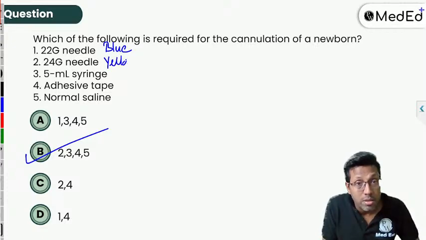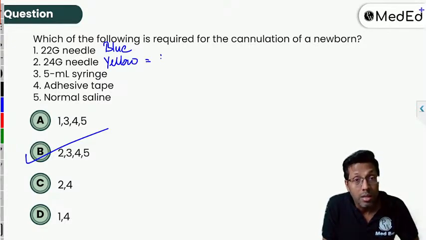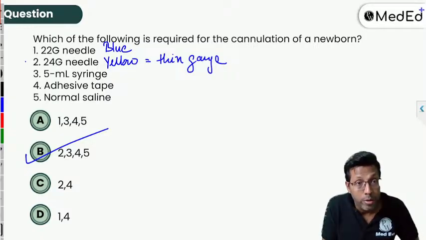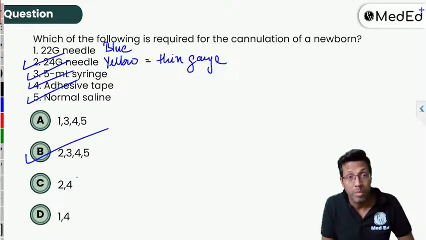24 is the one which is yellow in color. This is a thin gauge. This is a small IV cannula. So therefore, you're going to use this, you're going to use this, you're going to use this, and you're going to use this. So the correct answer is B.